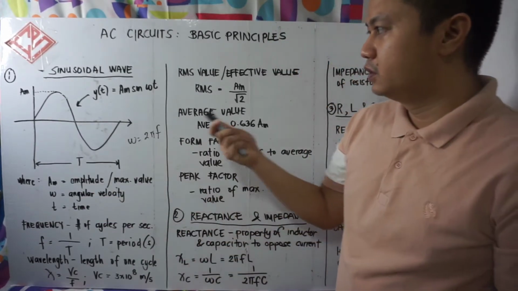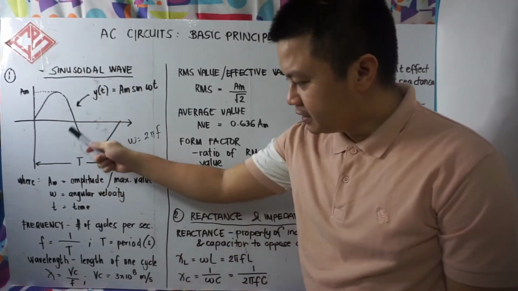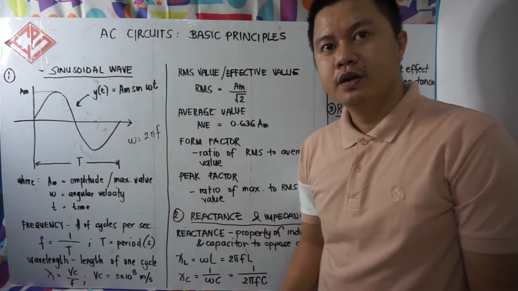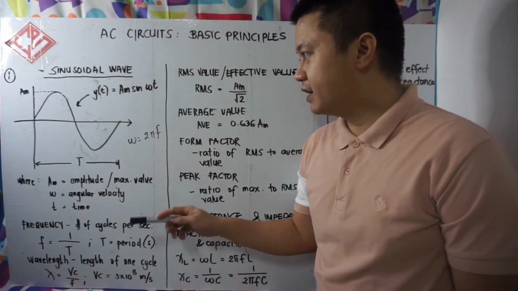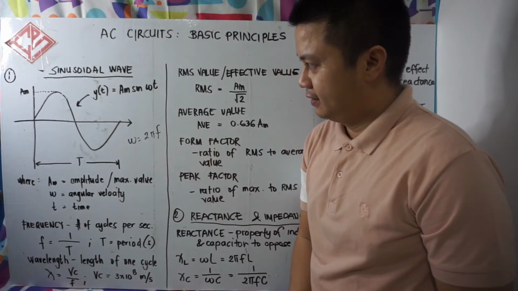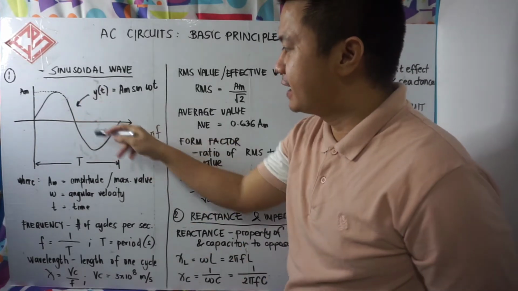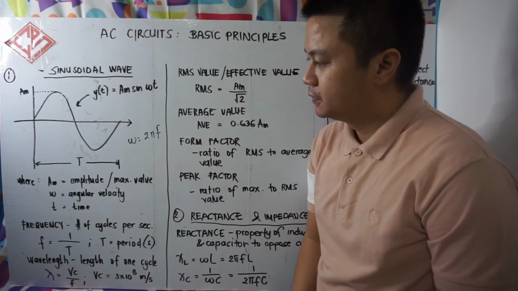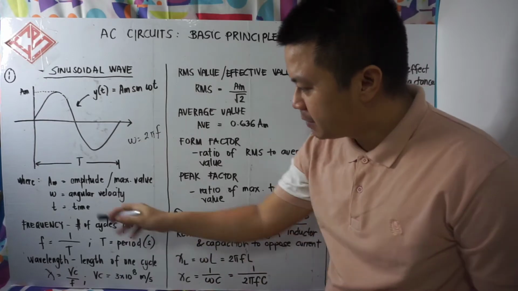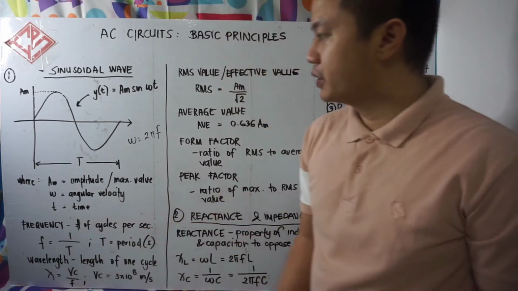So, what is this capital T? This capital T is your period in seconds. What is the period? Period is the time it takes for one whole cycle to complete. What is the frequency? The frequency of the sinusoidal wave is the number of cycles done per second. So, this is equal to 1 over the period.